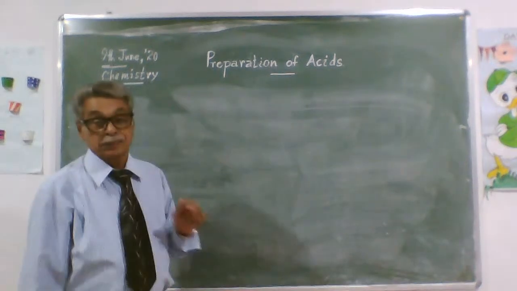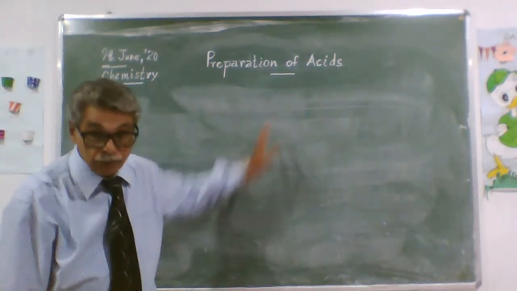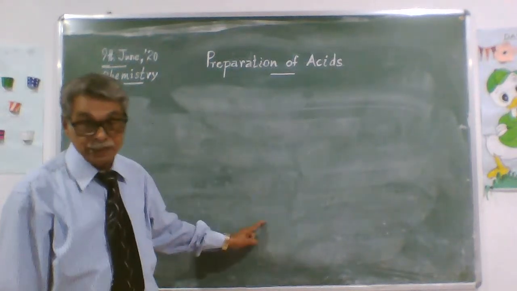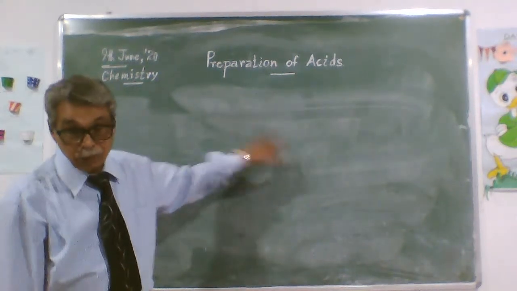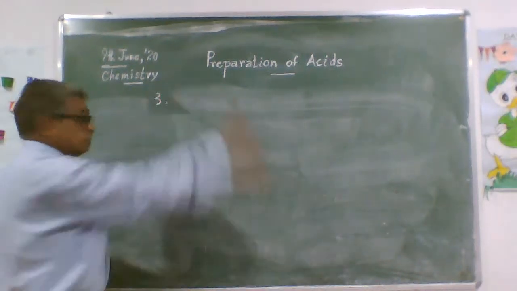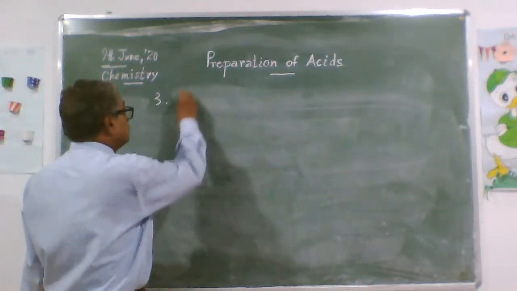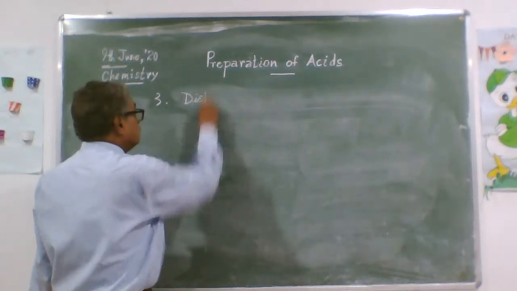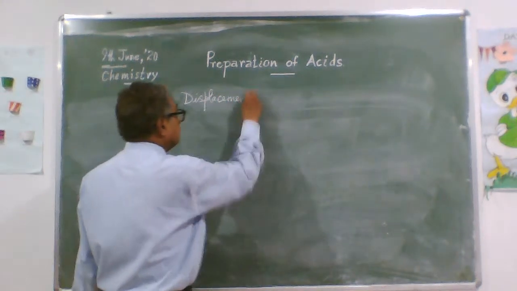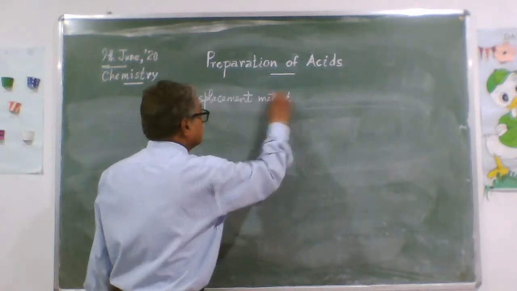Now, next method of preparing acid. We have different methods as I told you. Two of them we have done. First one by dissolving acidic oxide in water. Second by direct combination with elements. Now third, method 3, that is by displacement method. The third method is called displacement method.